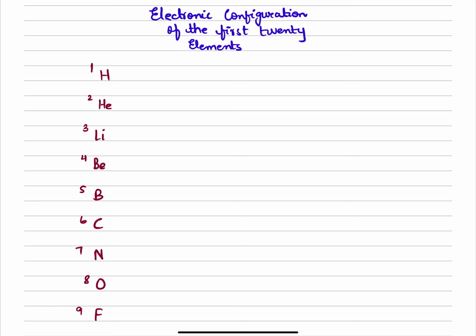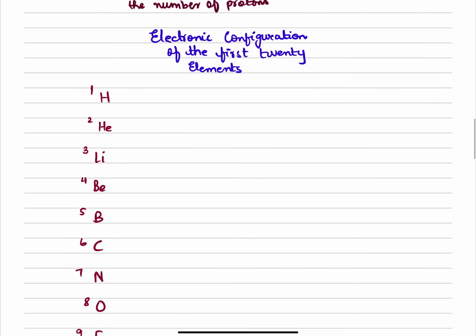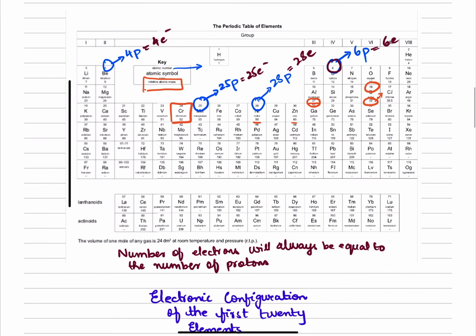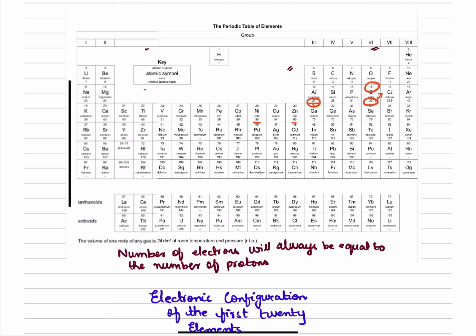In this video, we're going to write the electronic configuration of the first 20 elements. Let's look at the first 20 elements in the periodic table. The first 20 elements are hydrogen, helium, lithium, beryllium, boron, carbon, nitrogen, oxygen, fluorine, neon, sodium, magnesium, aluminum, silicon, phosphorus, sulfur, chlorine, and argon.